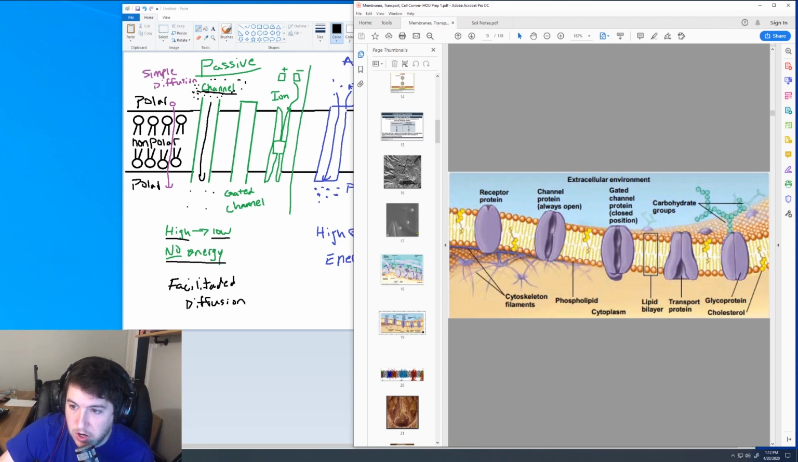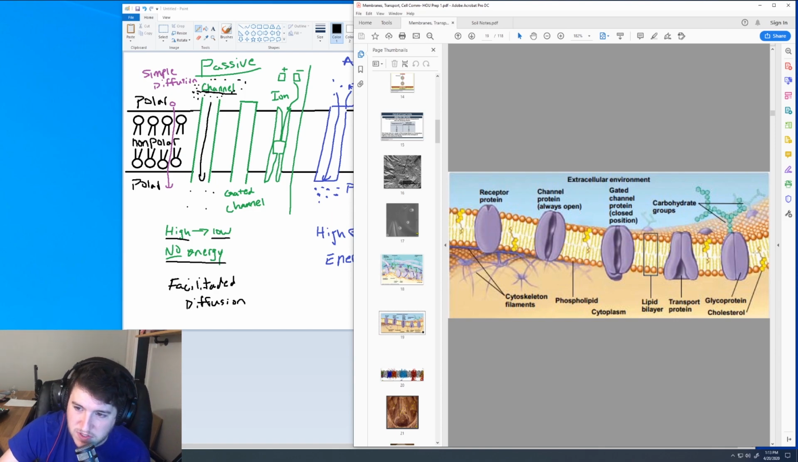So that's what we're seeing here, right? We have these protein channels, we have gated channels. These are much better drawings than the ones I did in Paint, but you get the idea. And then we have these transport proteins. These are the ion channels I was talking about, where the thing has to fit into the protein before it can actually be transported in.